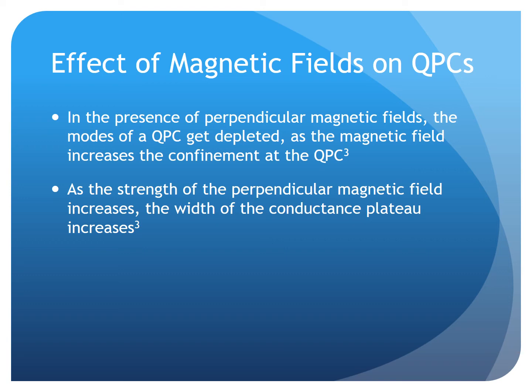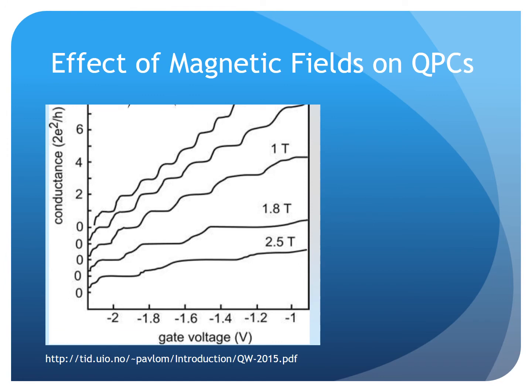And in order to see how this affects the data that was previously gathered with a magnetic field of 0, we can look at this graph on the next slide, which shows the effect that applying a perpendicular magnetic field has on the quantum point contact.